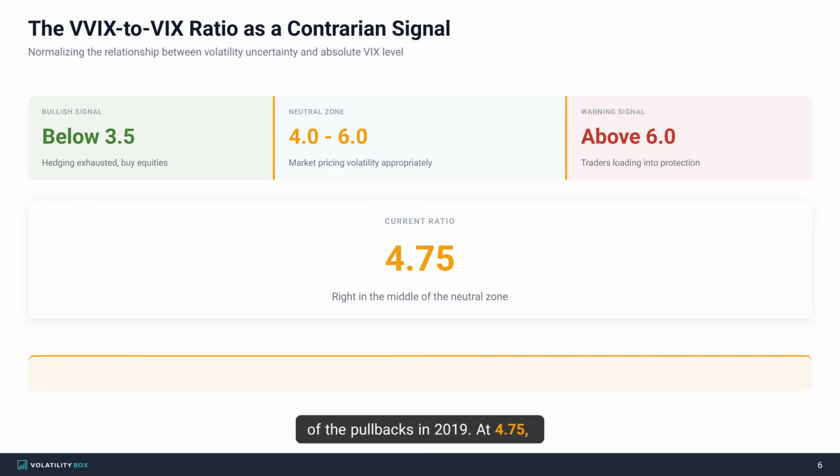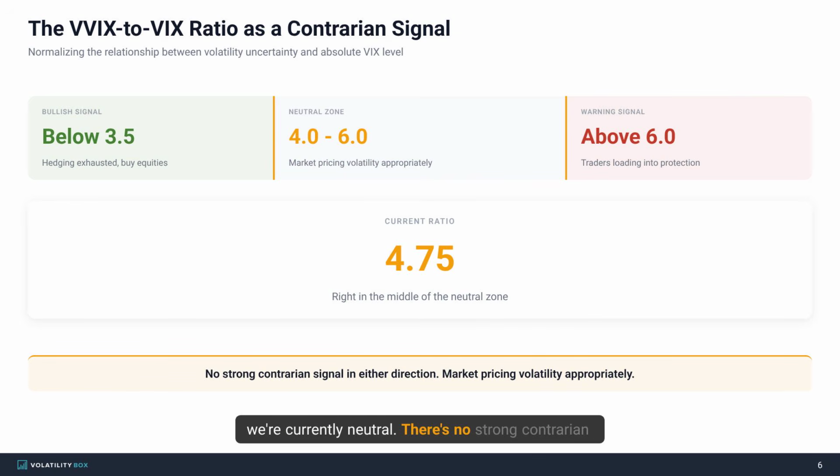At 4.75, we're currently neutral. There's no strong contrarian signal in either direction. We're not above 6.0, we're not below 3.5. Currently, the market is pricing volatility appropriately for the current conditions, so no edge that we can take advantage of.